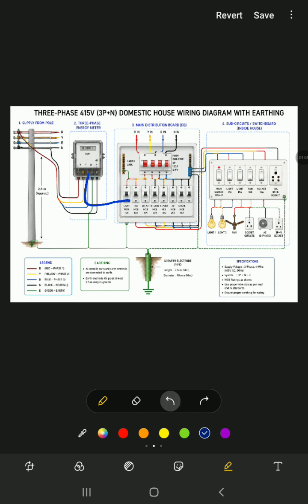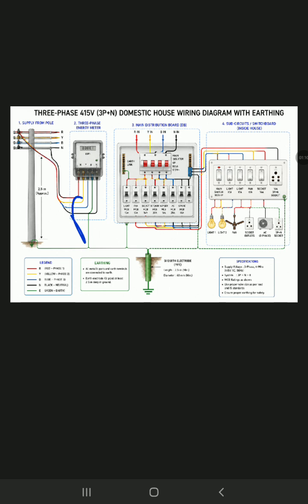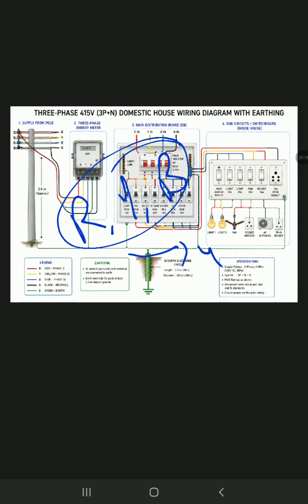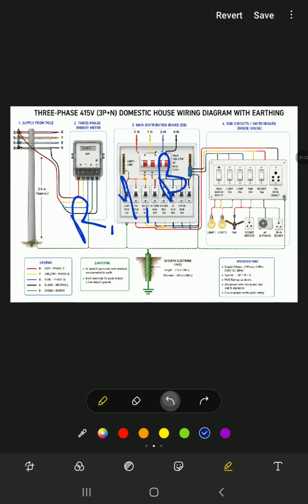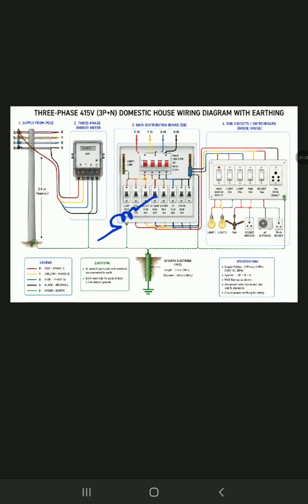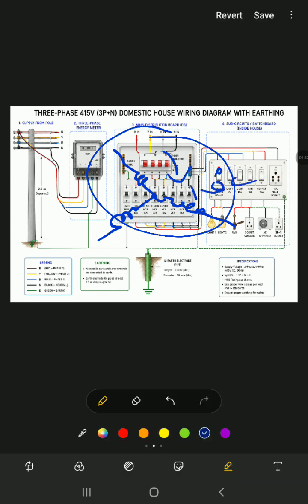Okay, we also know that the combination of R, Y and B is 415 volt without neutral. The combination of 3 phase is 415 volt without neutral, right? It is because there is a 120 degree angle between each of the phases, so in this case it leads to no neutral current.